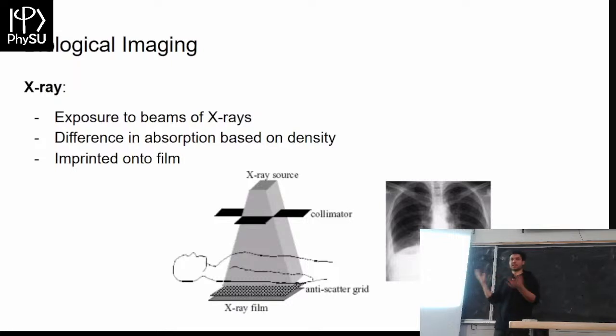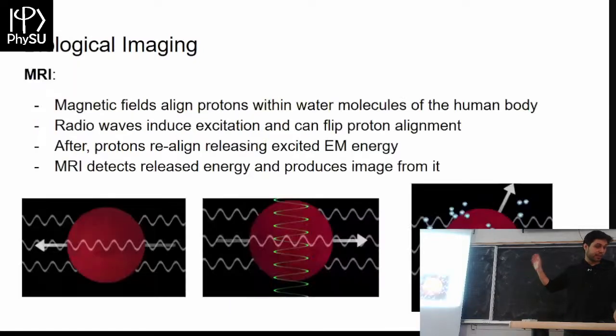This imprint will give you an indication of bones. It'll give you an indication of all kinds of things. It's usually better when dealing with denser things, which is why it's very common for bones, right? Because they'll absorb it a lot more than the surrounding muscle tissue, and they'll give you a good indication of how that's actually operating. Another biological imaging I like to mention is MRIs, magnetic resonance imaging.